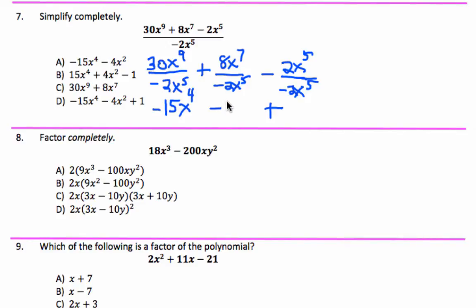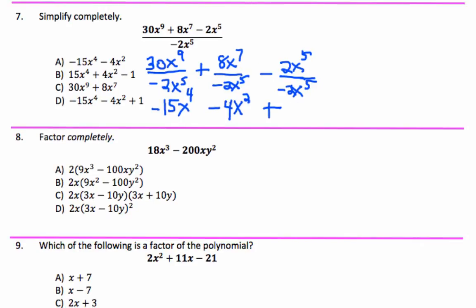8 divided by 2 is 4 here. X will be the second power, subtracting the exponents when we divide. And any number divided by itself is 1. So 2x to the 5th divided by 2x to the 5th is 1. So the answer is negative 15x to the 4th minus 4x squared plus 1. And that is choice D.